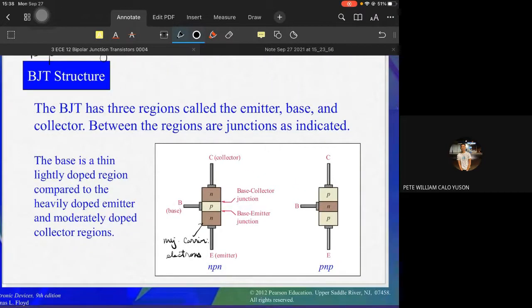So the base is a thin, lightly doped region compared to the heavily doped emitter and moderately doped collector. So ang pinaka-heavily doped is ang emitter. So if the emitter is the heavily doped na region and kung N siya, so again, majority carrier electron. So most of the electrons nag-flow is gikan sa iyaha. No? Tungod sa heavily doped na emitter region.